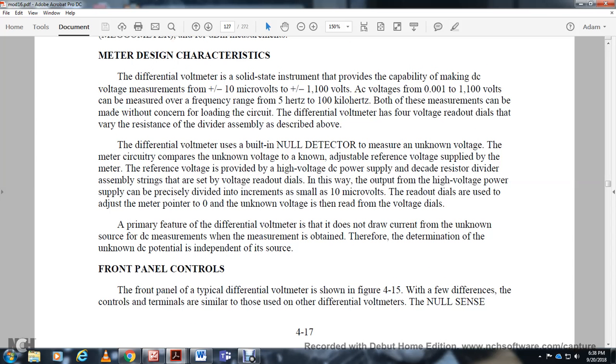A primary feature of the differential voltmeter is that it does not draw current from the unknown source of the DC measurement. The measurement is obtained, therefore, and the determination of the unknown DC voltage is independent of the source.